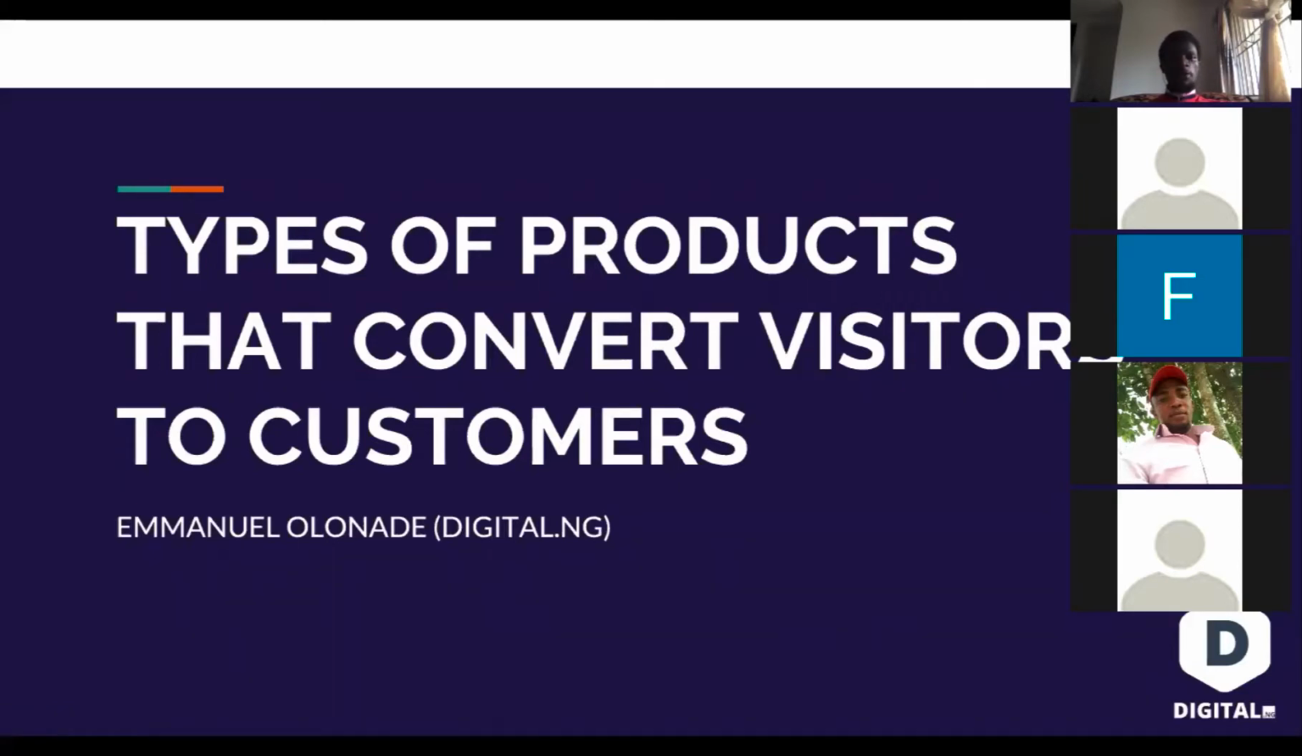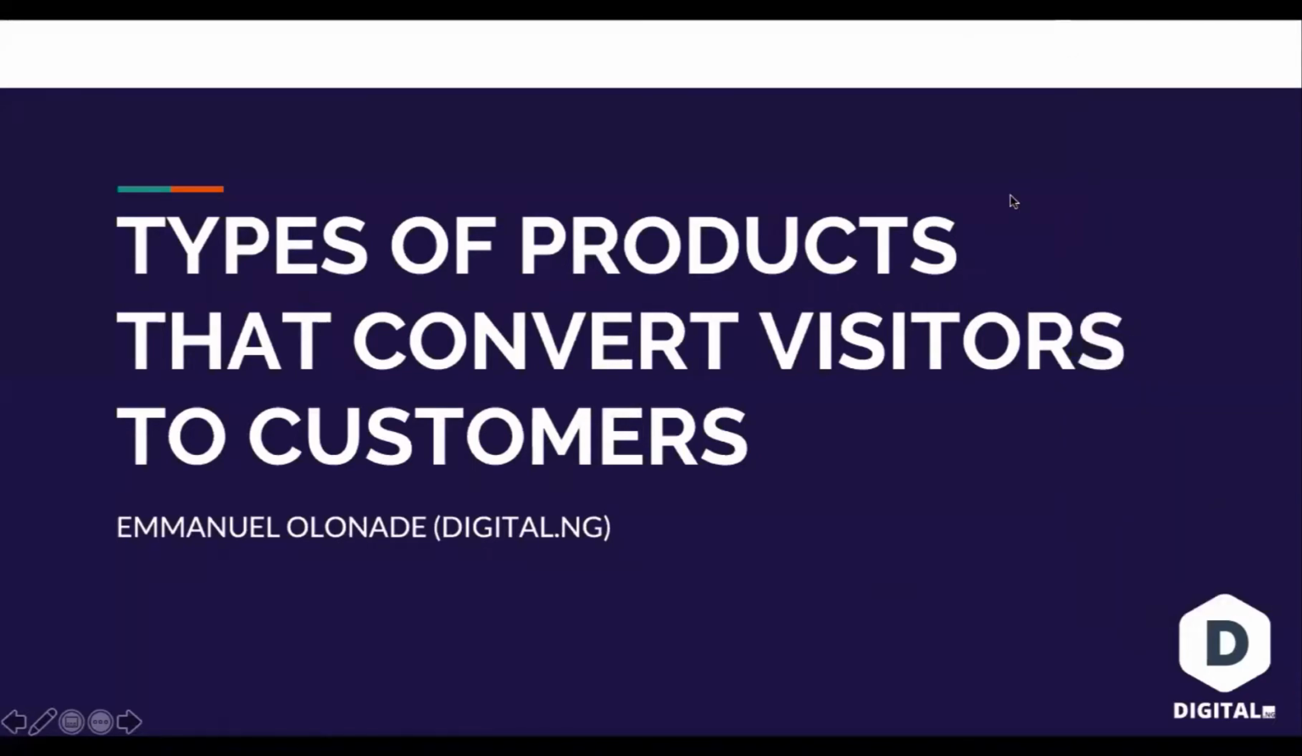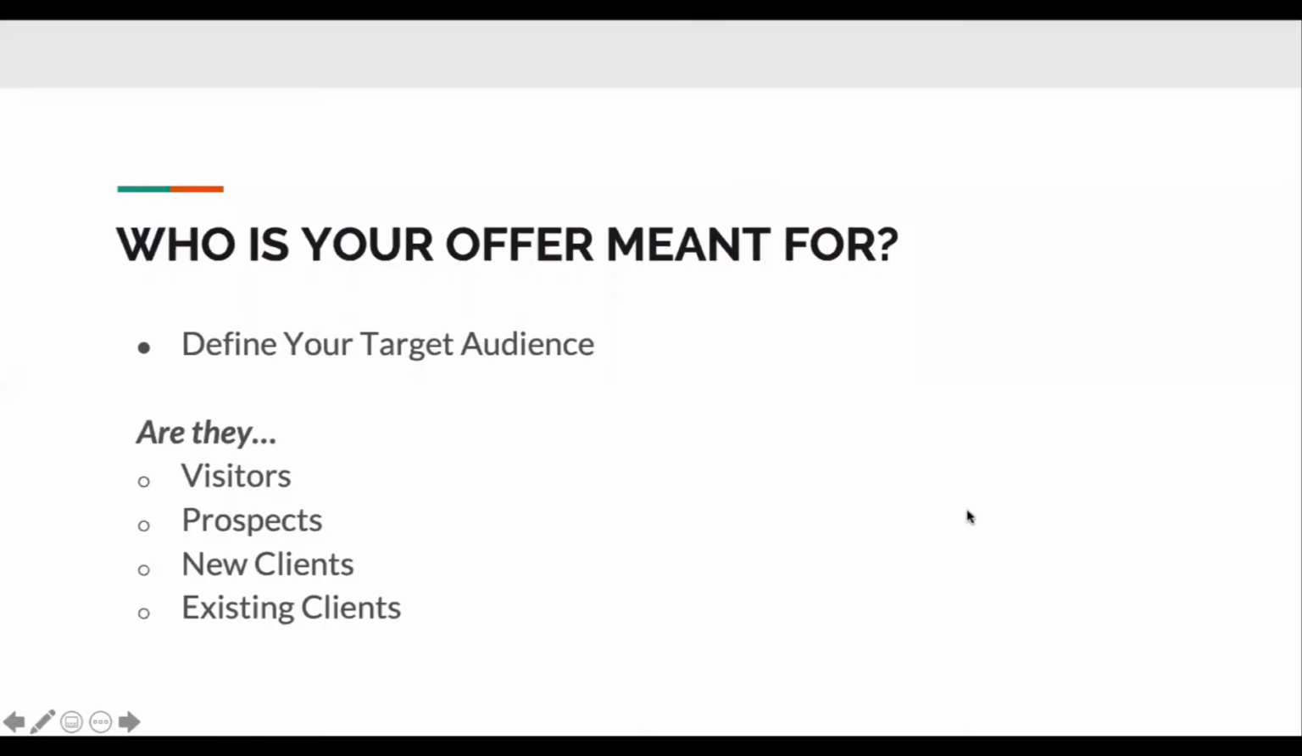So there are types of products that can help you convert your visitors to customers, and I'm going to look at four of them. But you need to ask yourself a couple of questions first. Number one, you need to know who your offer is meant for. And then you need to know what your offer will do for them.